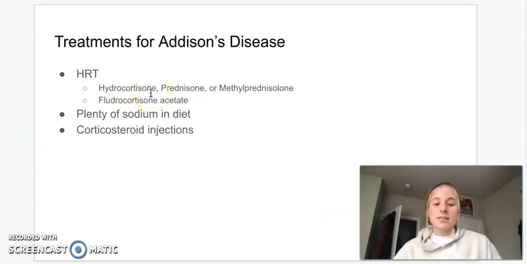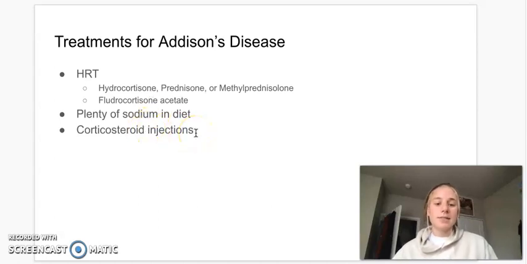Treatments for Addison's disease include HRT, which is hormone replacement therapy. And this includes hydrocortisone, prednisone, or methylprednisolone. These are cortisone injections. Or we can use fludrocortisone acetate, and that is to help bring aldosterone. So that's an aldosterone therapy.